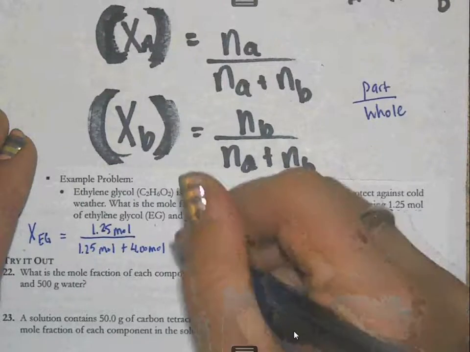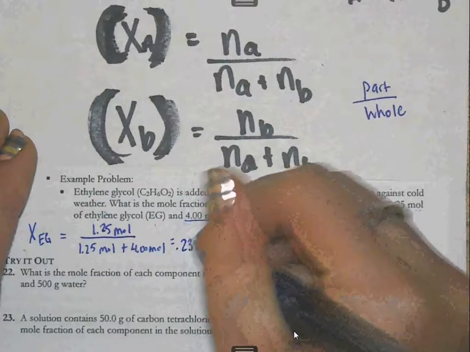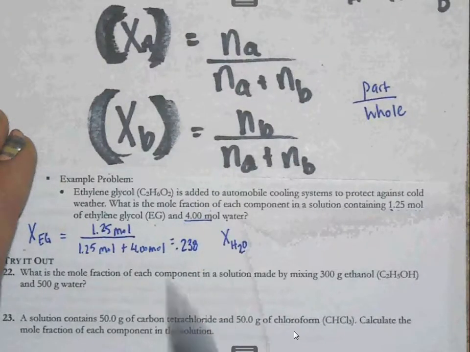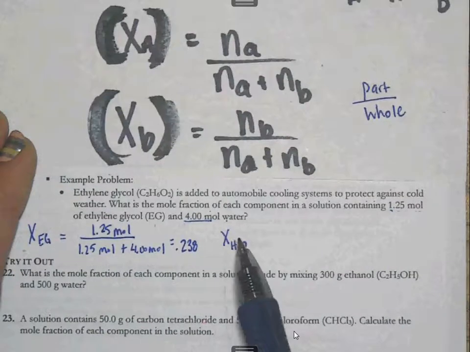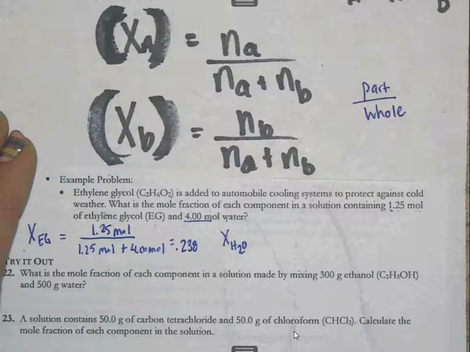My mole fraction is 0.238. I decided to give it with 3 sig figs since everything going into it had 3 sig figs. There's not a unit, it's just a fraction. It's 0.238 parts ethylene glycol.